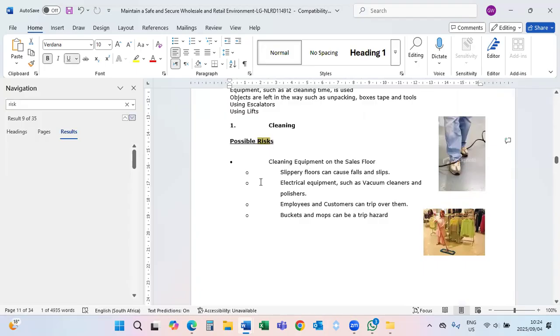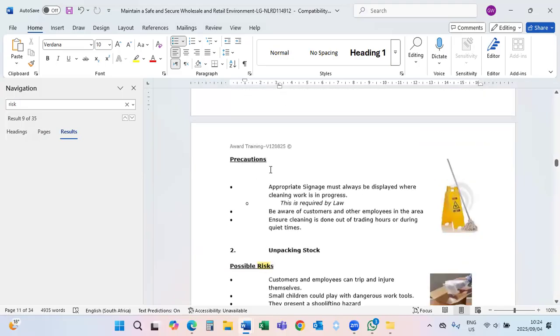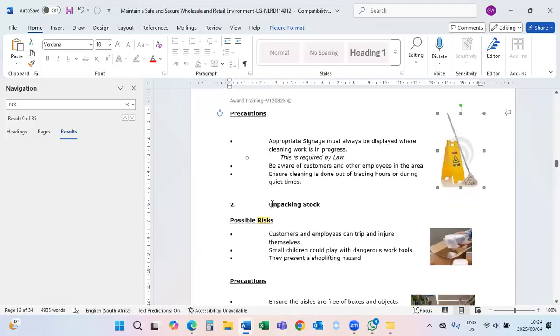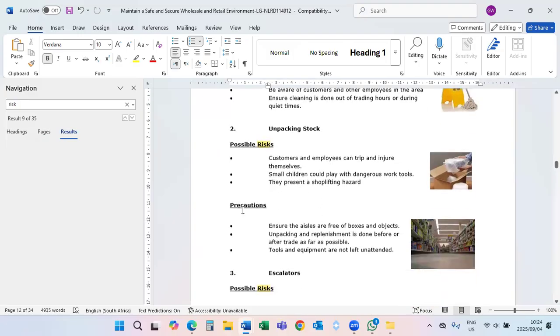Slippery floors, electrical equipment, vacuum cleaners and polishers. Employees can trip over them, and buckets and mops can be a hazard or a risk area as well. So that's just on cleaning. What would you do to stop it? Have the appropriate sign language. You see the sign language here. A possible risk is unpacking stock, so you don't have small children here where stock might be. There are the precautionary areas.